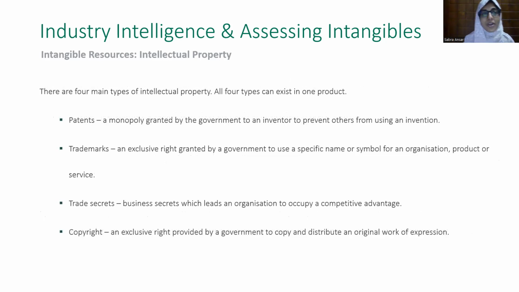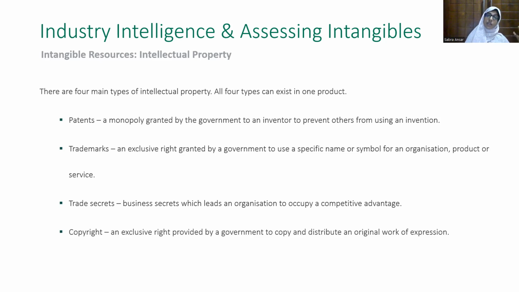Now, talking about intellectual property, there are 4 types. One is patent. This is a monopoly granted by a government to prevent others from entering, where the inventor can make use of what they have produced. Trademarks are exclusive grants given by the government to use a specific name or symbol for an organization, product, or service. Trade secrets are business secrets which give an organization a competitive advantage.